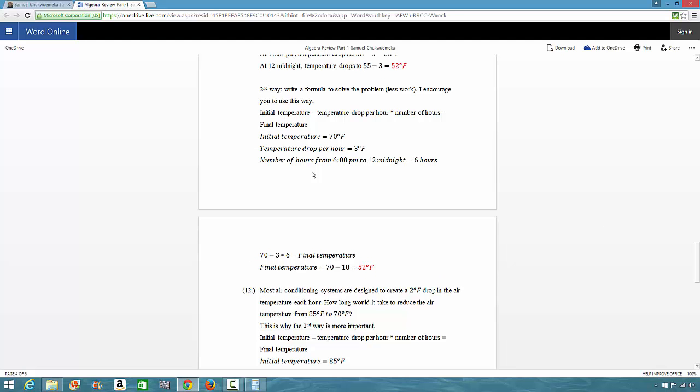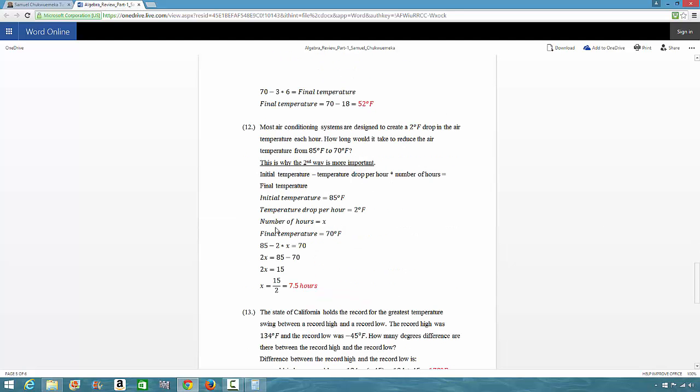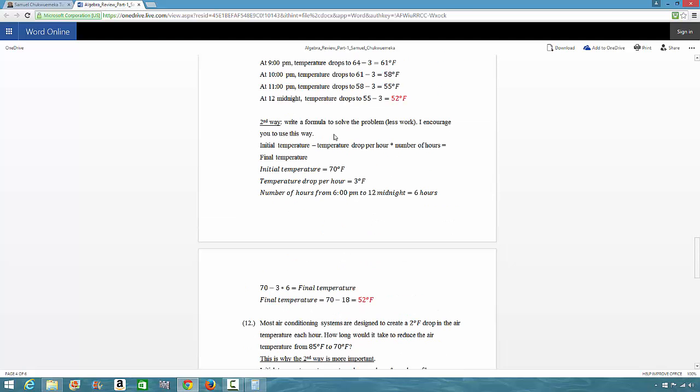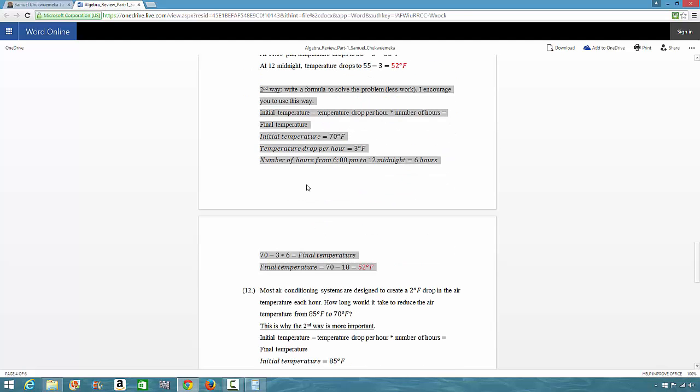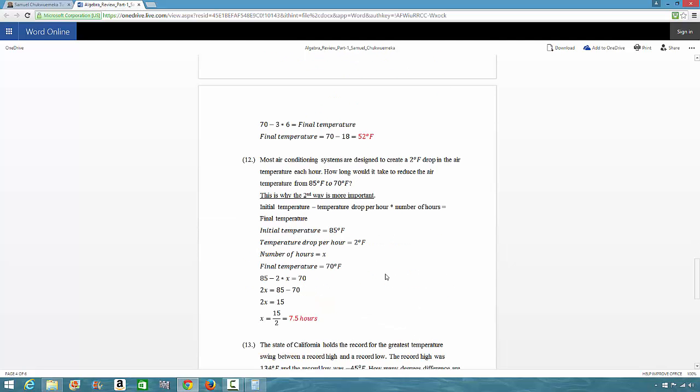So does it make sense? This is what I really want you to take away. Even if you do it this way the first time, your ability to write formulas to solve problems is part of the objectives required for this course.